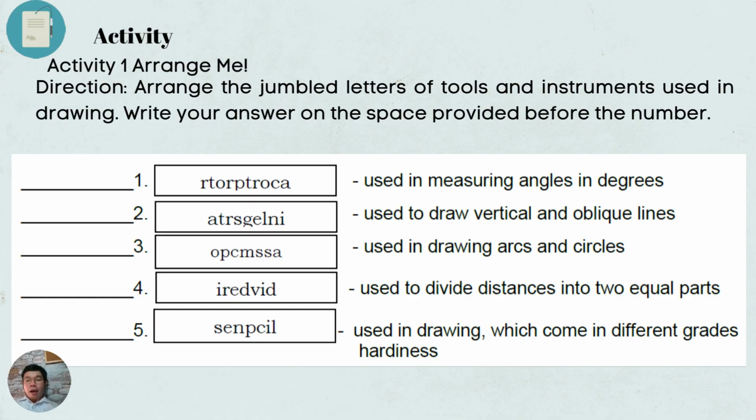Let us begin. And may I remind you that if you still need more time to answer this activity, just pause this video. And once you are done, continue. You may continue this video. So the first one, it is used in measuring angles in degrees. 2, used to draw vertical and oblique lines.